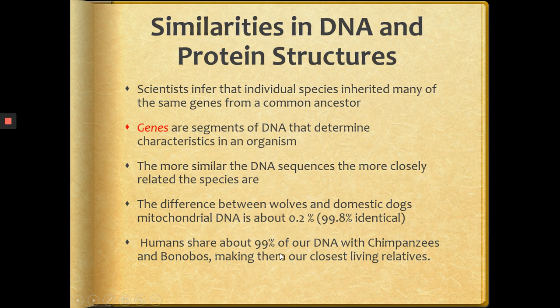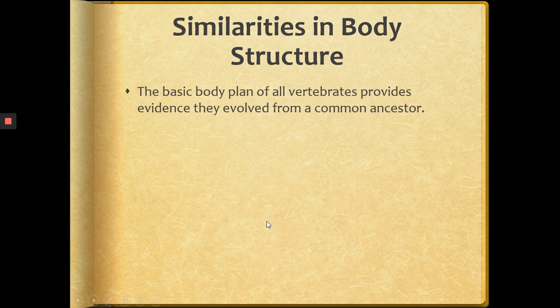Again, evidence that supports that we came from a common ancestor. All right, so similarities in body structure. Now, you've heard me talk about homologous structures before. We know that the prefix homo means same. So here we're looking at a body plan of all vertebrate animals, animals that belong to the phylum Chordata, provides evidence that they evolved from a common ancestor.